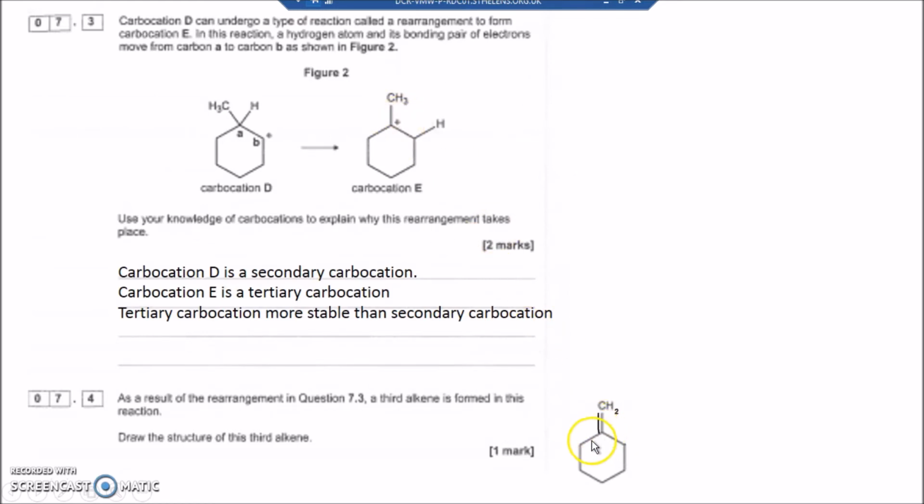So this carbon now would have enough bonds, 4 bonds. At the moment it's only got 3 bonds. It would now have 4 bonds, so it would get rid of the plus. And one of the H's here would break off and release H plus and get the double bond in between the two here.